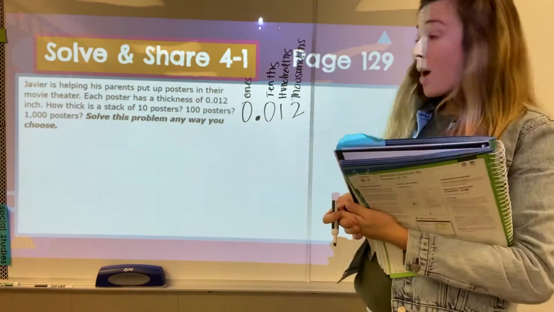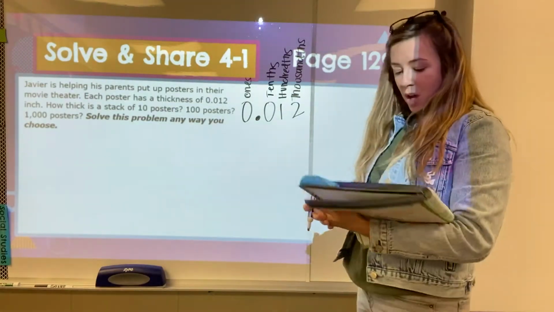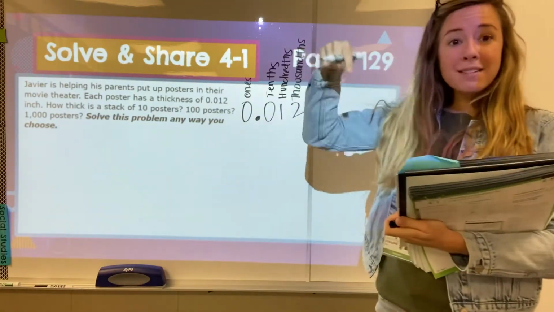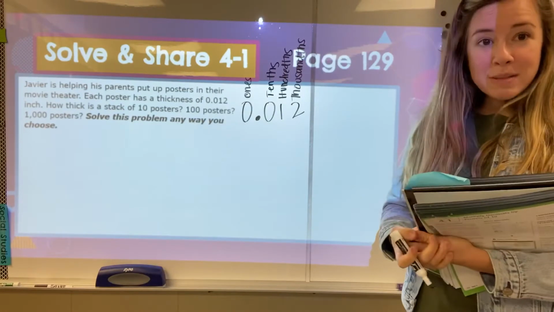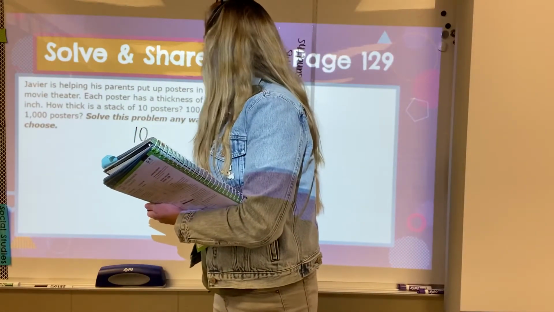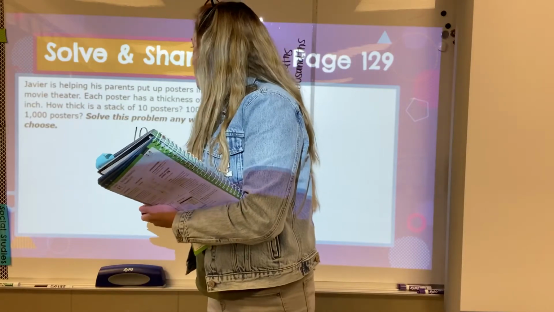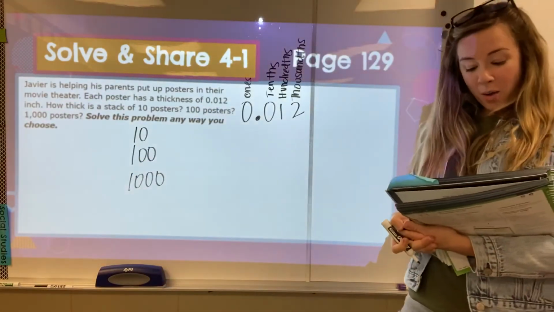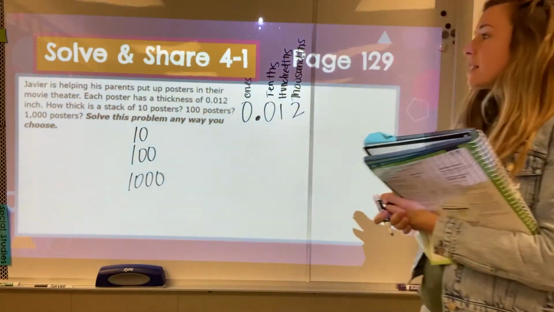Okay, how thick is a stack of 10 posters? 100 posters? 1,000 posters? Solve this problem any way you choose. So pause the video right here and give this problem a try to see if you can come up with 10 posters, 100 posters, and 1,000 posters. Okay, hopefully you gave it a little bit of a try.